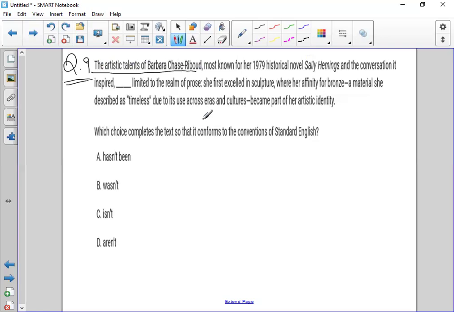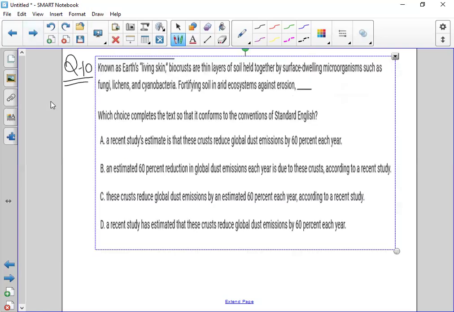So often students get misunderstood here that Barbara Chase Rebord is the subject. No, not Barbara Chase Rebord. It is the artistic talents of Barbara Chase Rebord. So the artistic talents, it is plural. So here hasn't been, it is singular. Wasn't singular, isn't singular. Only aren't is plural. So this will be the answer.